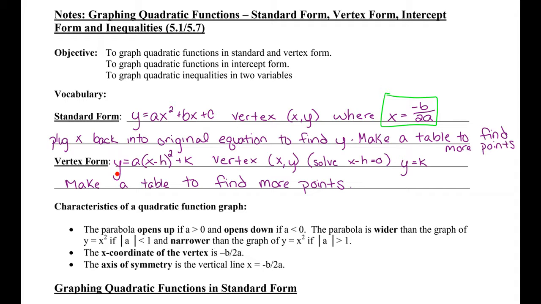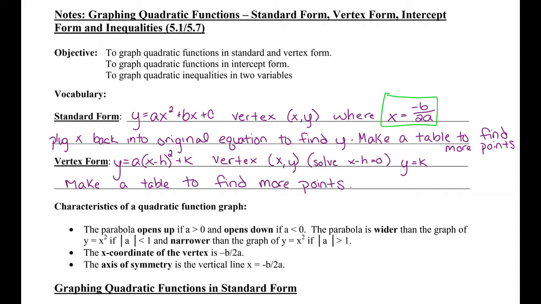Vertex form is y is equal to a times the quantity of x minus h squared plus k, where again the vertex is x comma y. In order to get x, you are going to solve the x minus h portion of the equation, set it equal to 0, solve for x, and your y value is equal to the k value on the outside. Then once again, you're going to make a table to find more points.